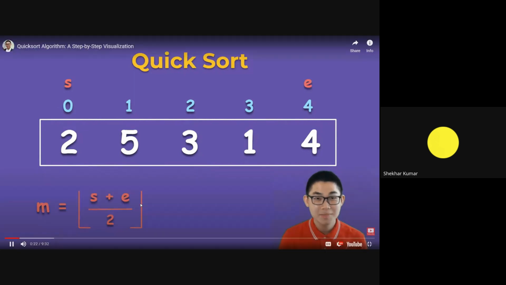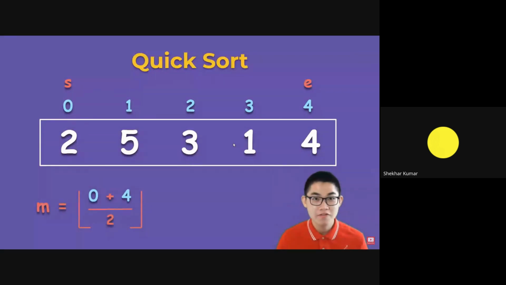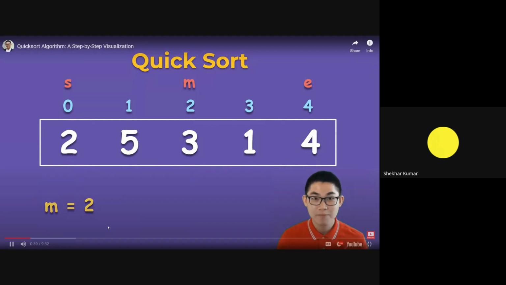The third step is to calculate the mid index, and the formula is (S plus E) divided by 2. S is currently at index 0, E is at 4, so we get 4 divided by 2, which gives us 2. So mid is at index 2. And the fourth step is to select our pivot, and that's very easy to do. Wherever our mid index is, we look at the number in the array, and this will be our pivot.